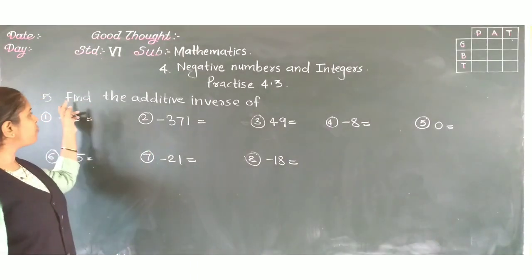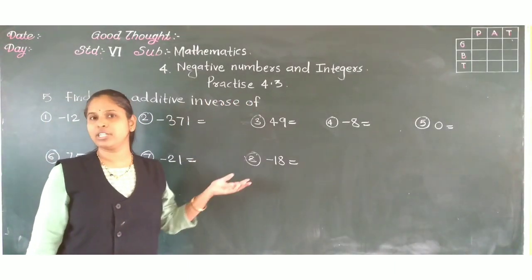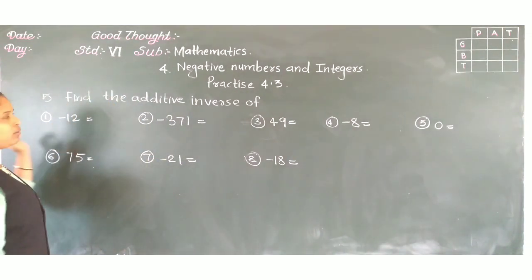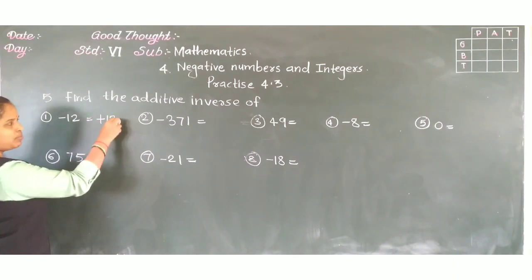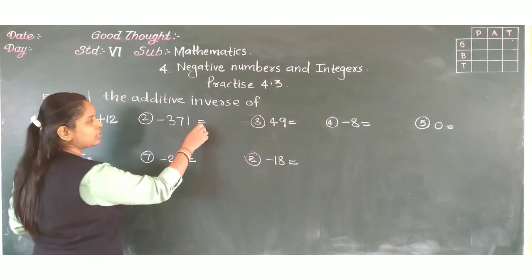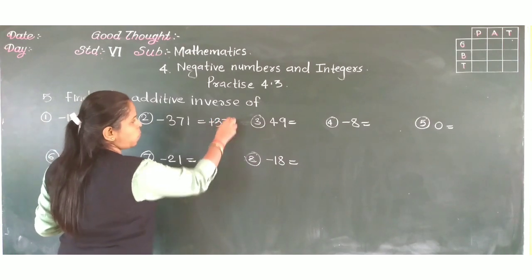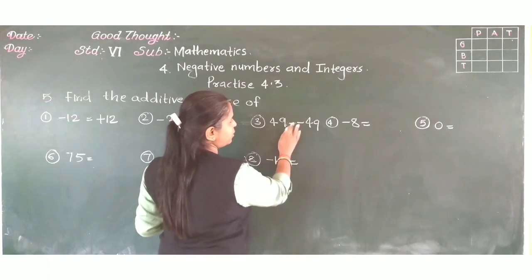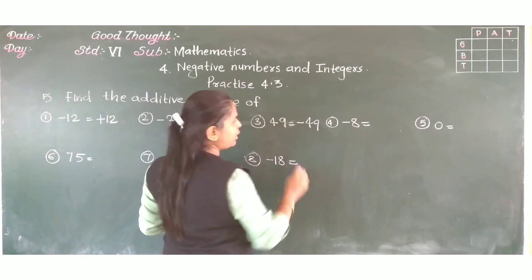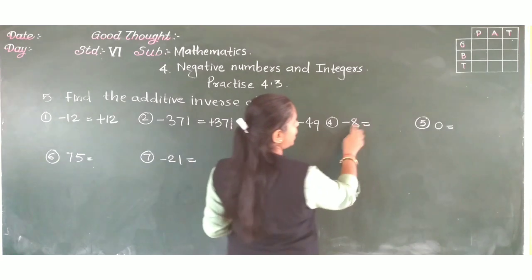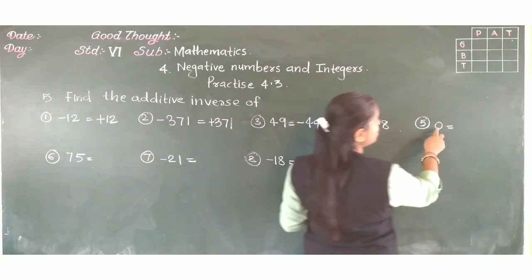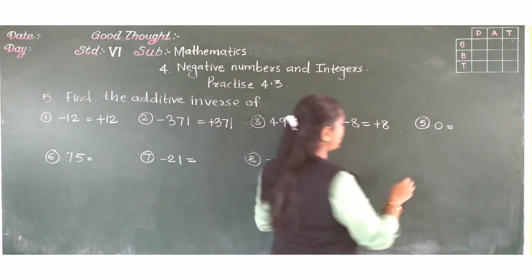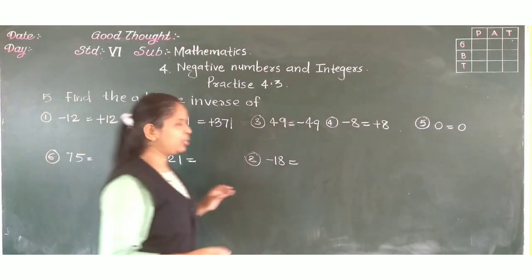Question number 5. Find the additive inverse of. Additive inverse means what? Opposite numbers. Okay. See here, minus 12. What is the additive inverse of minus 12? Plus 12. Minus 371 is plus 371. Plus 49 is minus 49. Okay. Only you will have to change the sign. Minus 8 is plus 8. 0. What is the additive inverse of 0? 0 only, because 0 is neither positive nor negative.